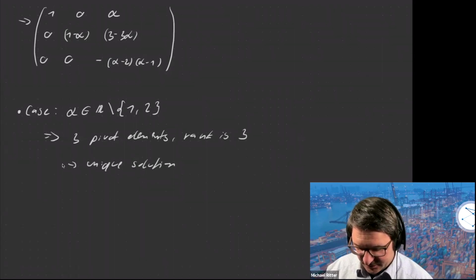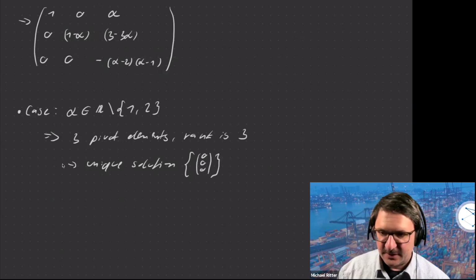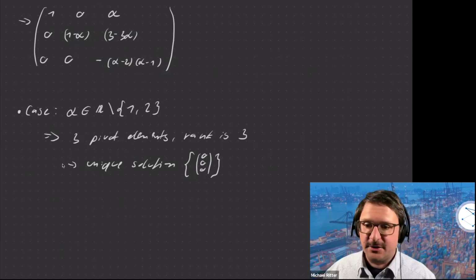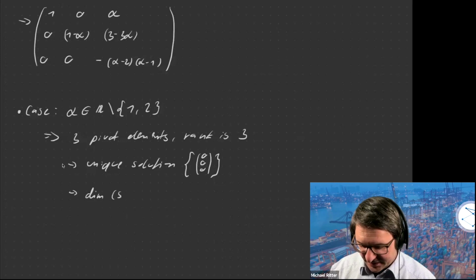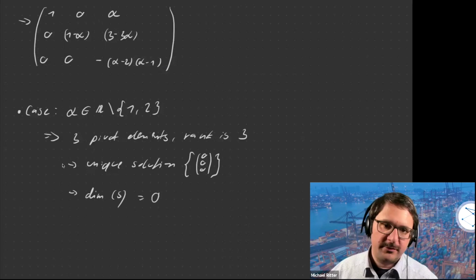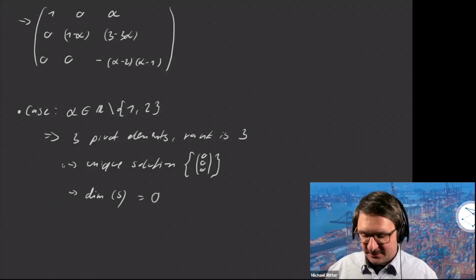And as the system is a homogeneous system, that unique solution is, of course, the 0 vector. That's always a solution of a homogeneous system. So if that is unique, there is no other solution. And that means the dimension of the solution set, I'll call that solution set S, the dimension is 0. 1 point, that's a 0-dimensional space.